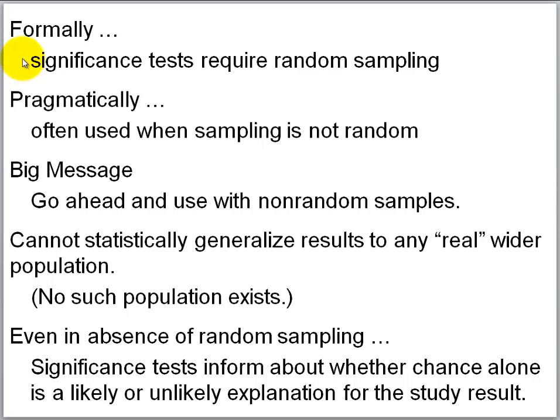So we need to just finish up some quick issues at the end of Chapter 16. I've stated to you several times that, formally speaking, significance tests require random sampling. Pragmatically speaking, significance tests are often used with non-random samples. My big message to you is that you should go ahead and carry out significance tests with non-random samples. In so doing, you are in essence treating your sample as a random sample from some wider population.